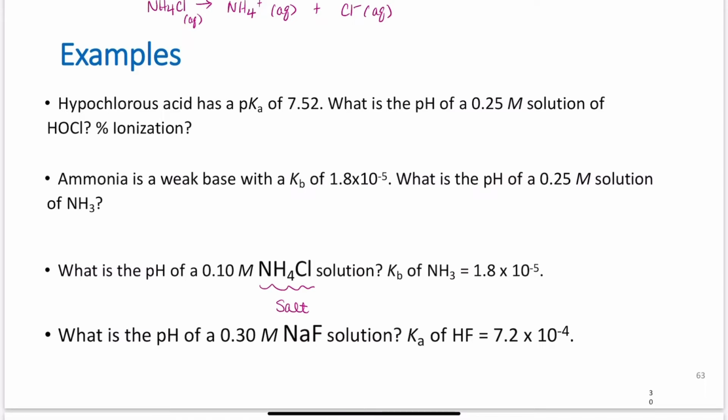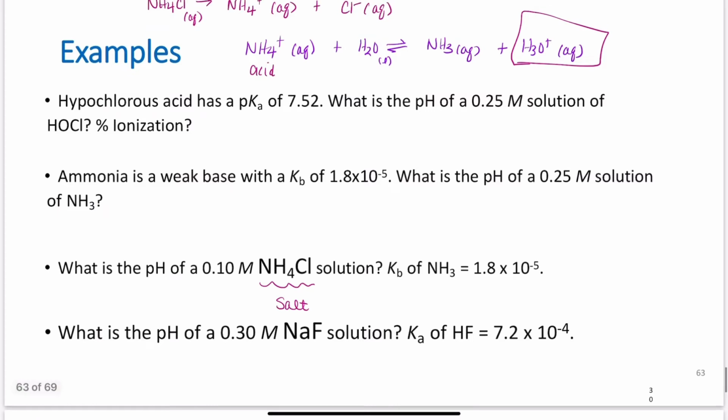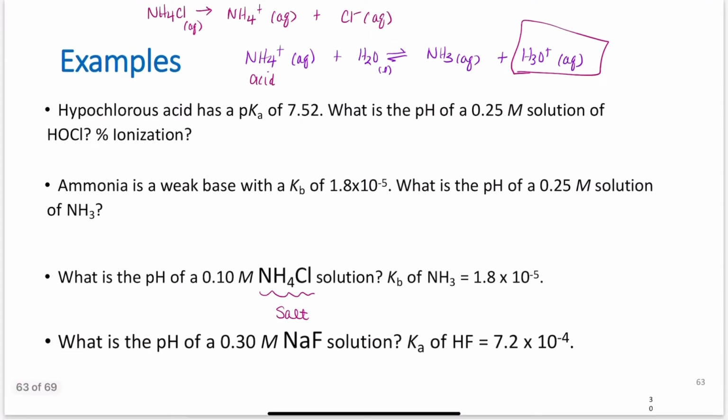I then think about what these two things will do in solution. NH4 plus is the conjugate acid of a weak base. So when put into water, this is going to form ammonia plus H3O plus. The fact that it forms or produces H3O plus means that this is an acid. It is the conjugate acid of a weak base specifically. So it is going to cause the pH to be acidic.